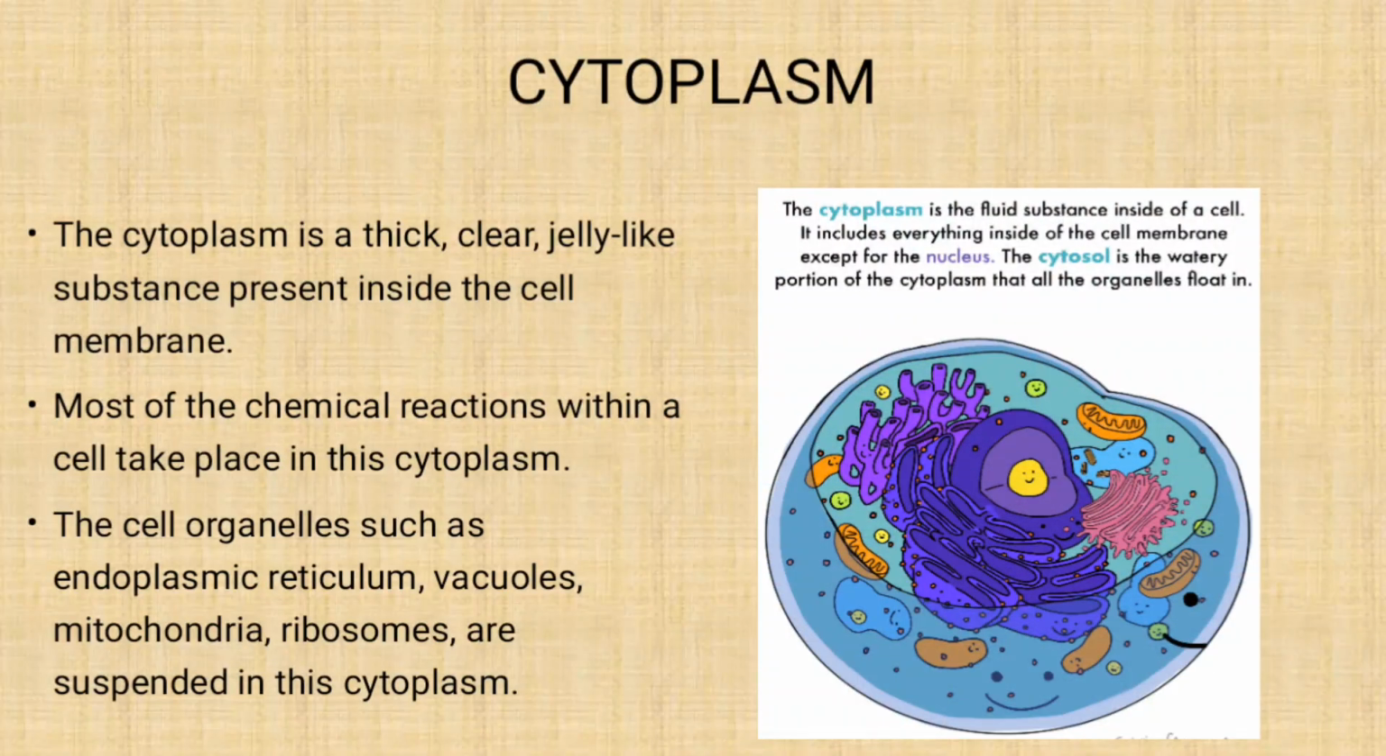Now, we are moving next to the cytoplasm. The cytoplasm is a thick, clear, jelly-like substance present inside the cell membrane. Most of the chemical reactions within the cell take place in the cytoplasm. The cell organelles such as the endoplasmic reticulum, the vacuole, mitochondria, and ribosomes are suspended in the cytoplasm. As you can see in the picture right here, the cytoplasm is the fluid substance inside of a cell. Now, the cytosol is the watery portion of the cytoplasm that all organelles float in.